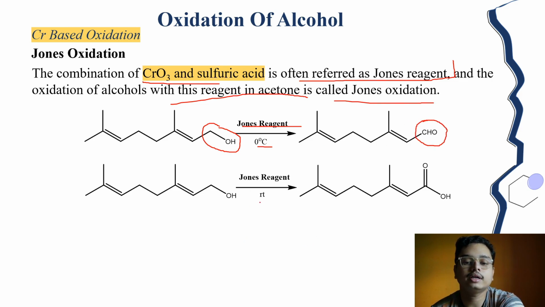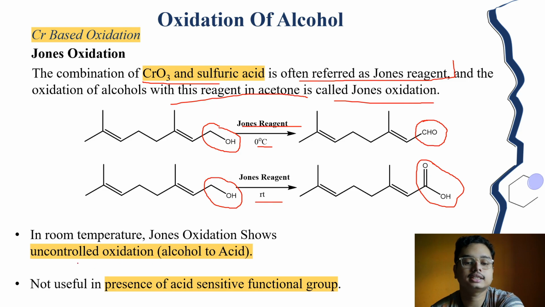aldehyde. However, at room temperature, Jones reagent shows uncontrolled oxidation, where the alcohol is directly converted to the corresponding acid. So here it is written that at room temperature, Jones oxidation shows uncontrolled oxidation. That means directly alcohol to acid transfer takes place. However, at low temperature, it will show controlled oxidation. And since Jones reagent contains sulfuric acid, it is not useful in presence of acid-sensitive functional groups. This is a very important thing that you have to remember.